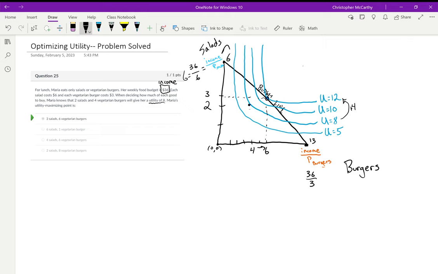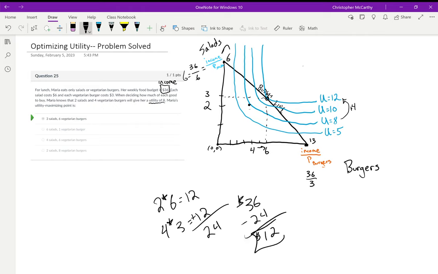Now, again, in a test or midterm situation, I would give you more information or a visual clue or something like that. This is pretty light in terms of information that the question is providing. But that is how we go ahead and find that utility maximizing point, right? We know that at 2 salads, we're spending $12 on salads, and at 4 burgers, we're spending $12 on burgers. We add all that up, that's $24. We still have $36, right? 36 minus 24 means we have 12 whole dollars that we can somehow increase our utility with, right?